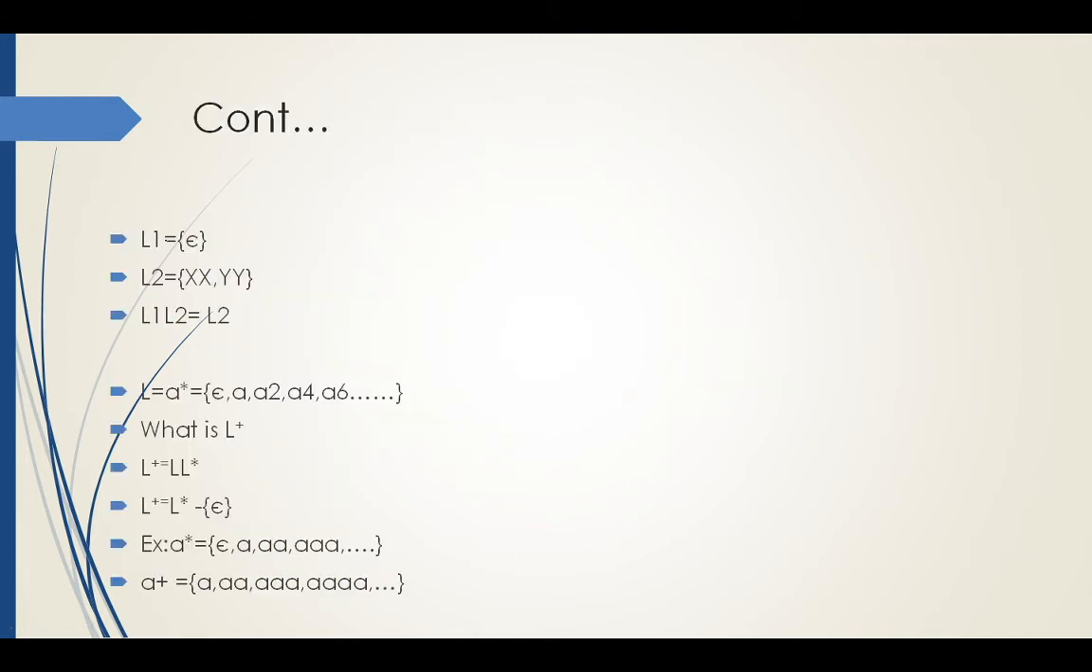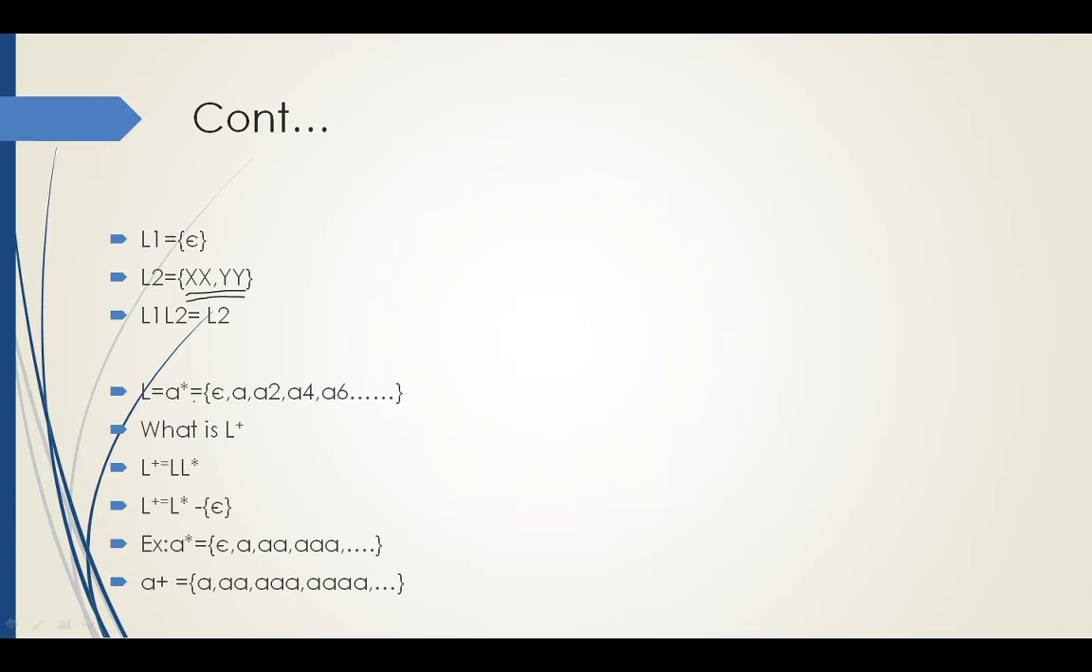Next, if L1 equals epsilon and L2 equals XX, YY, two strings, then what do you get as the resultant strings? Whatever strings are there in L2, the same you get. If null comes, you get null, but epsilon indicates the empty string. So when you concatenate the empty string with XX and YY, you will get what? L2 itself.